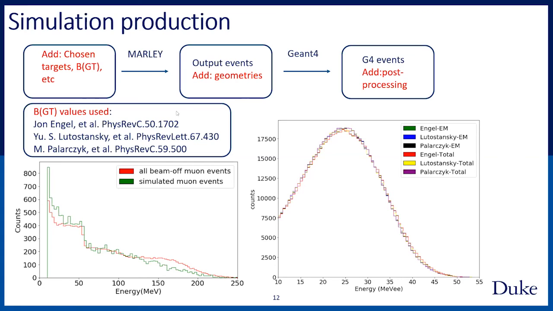As you can see here, we apply the different BGT calculations from different authors in the MARLEY model. In terms of the integral energy, you don't see a big difference in this case. Also on the left-hand side, I'm showing the simulated muon events and the beam muon events taken by the actual detector. You do see a little difference in the energy histogram, and we're still investigating why this happens.